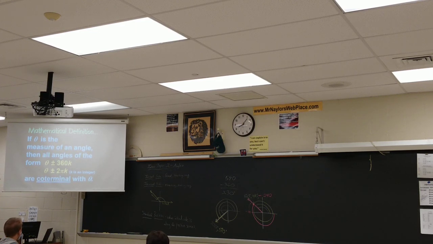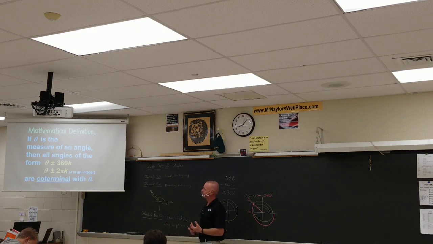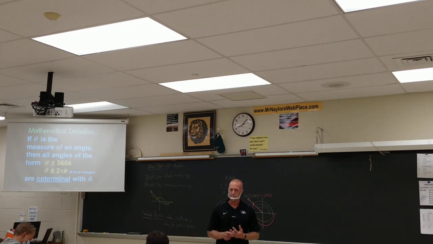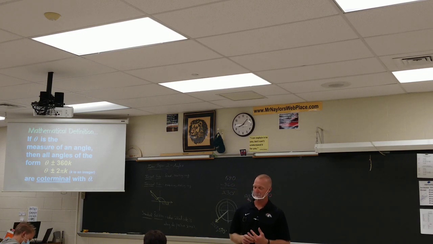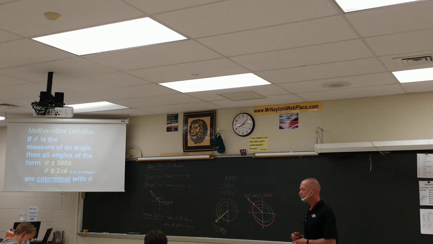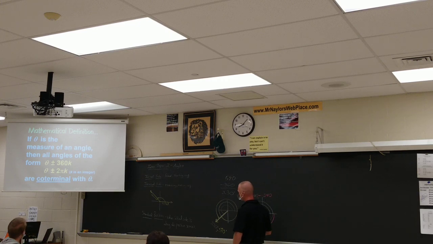What's k? It's a common way to describe an integer in mathematics. So in this case, it's like saying I could have one 360, I could have two 360s. We could actually add or subtract multiple 360s. It doesn't have to just be one. Make sure you write down the gist of this. I just wanted you to see the notation: theta plus or minus 360k, or theta plus or minus 2 pi k.